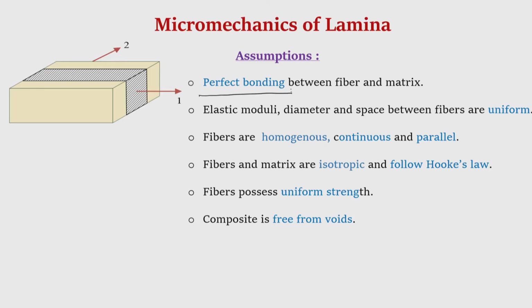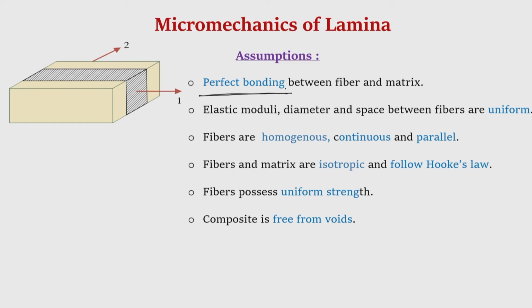Perfect bonding means that at any point of time when the lamina is loaded, fibers and matrix do not get debonded from each other. That means, if the fibers and the matrix get separated, there is a fracture at the interface, that is not desirable. So, we assume perfect bonding.